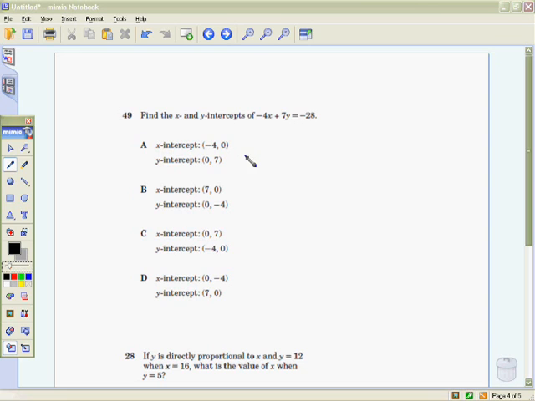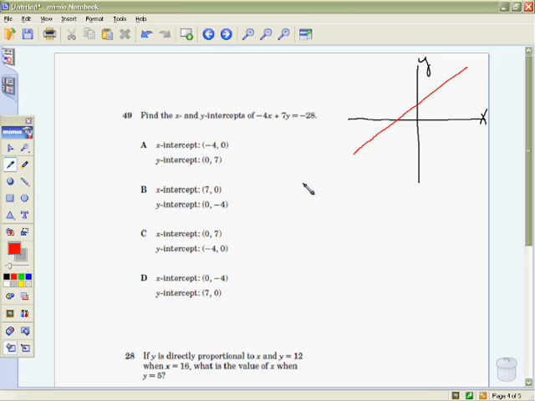You should recall that an x and a y intercept is simply where it crosses that axis. So if this is my y, this is my x, let's just say I have some line like that. Then right here, where the line crosses the y-axis, is my y-intercept. And right here, where the line crosses my x-axis, is the x-intercept.